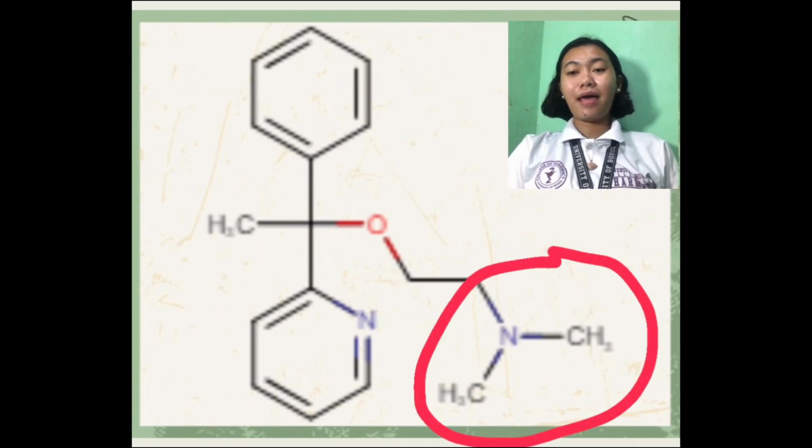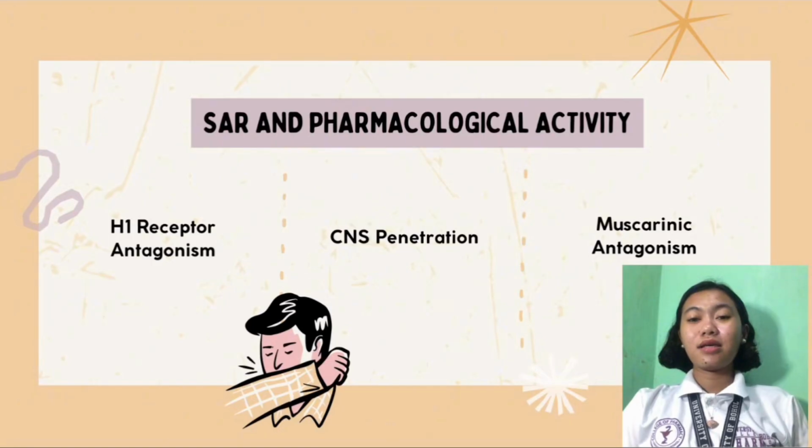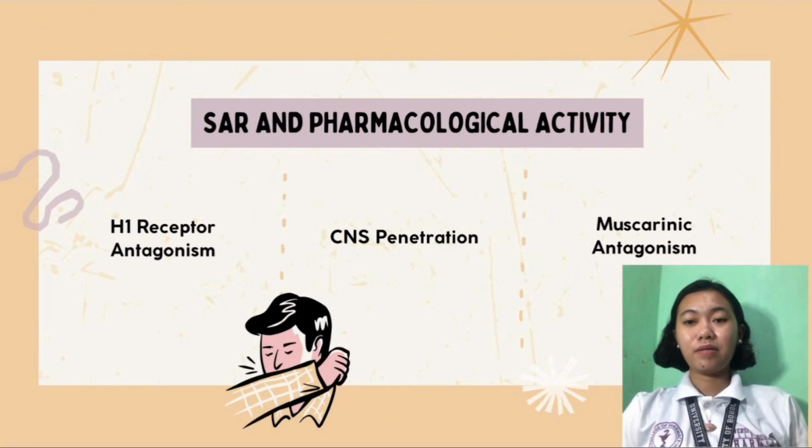Lastly, the tertiary amine. The presence of a dimethylated nitrogen allows interaction with H1 receptors and contributes to its anticholinergic effects. This amine group plays a role in receptor binding, influencing sedation and antimuscarinic side effects like dry mouth and dizziness. Next is the structure-activity relationship and the pharmacological activity of doxylamine.